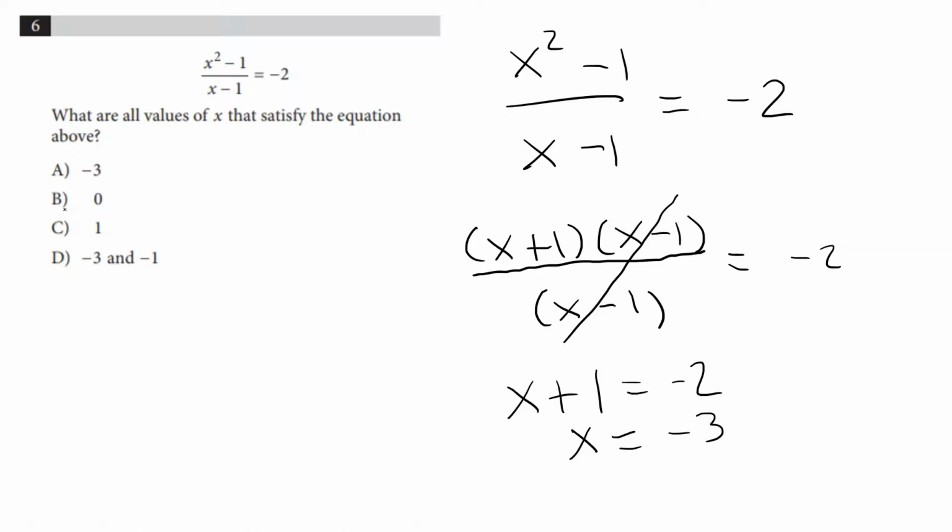Now, just to be careful for this problem, in a real test you'd probably trust your gut instinct and just choose negative 3. You can double check that we're not wrong. So for 0, we can obviously tell that if you plug in 0 here, you would get negative 1 over negative 1, which is not equal to negative 2. For 1, you would get 0 over 0, which is definitely not allowed. And for negative 3, we know that's right. So for negative 1, you plug that in and you would get 1 minus 1, 0, over minus 1, which is minus 2. But it's still 0, so still wrong. But in a real test, you would just quickly mark down the negative 3.